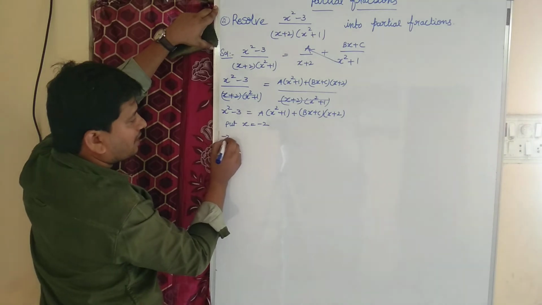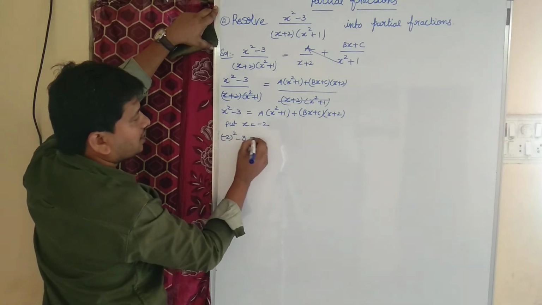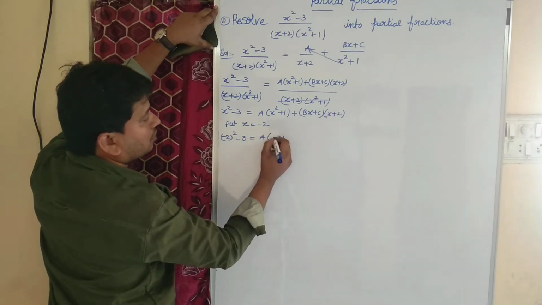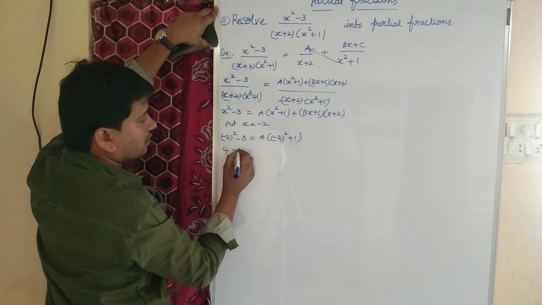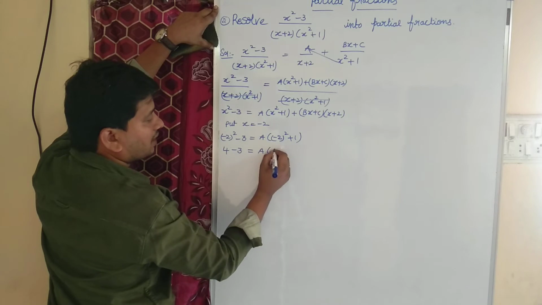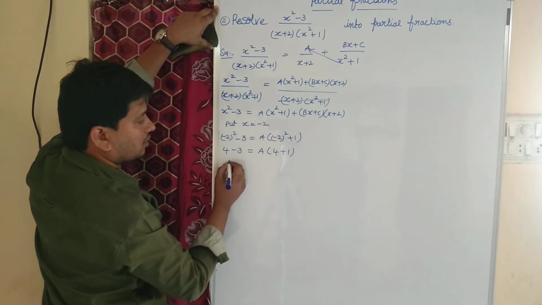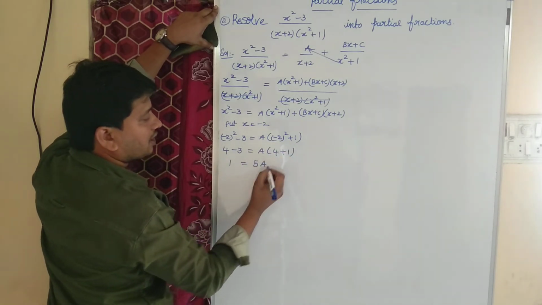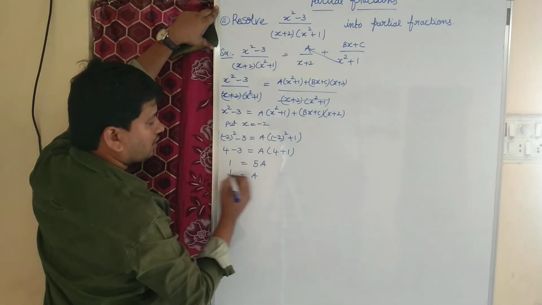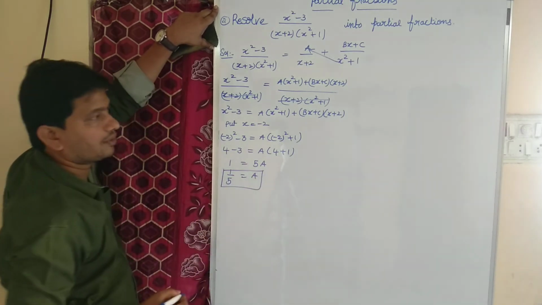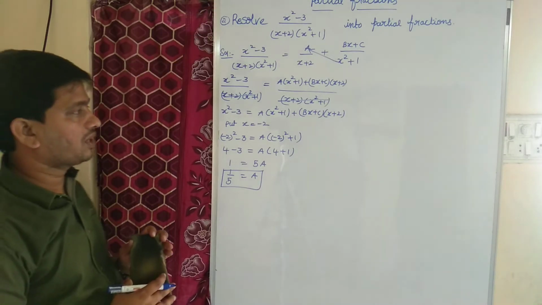So minus 2 whole square minus 3 equal to a into minus 2 whole square plus 1. Minus 2 whole square is 4, minus 3 equal to a into minus 2 whole square 4 plus 1. 1 equal to a into 4 plus 1, 5. 5 into a, 5a. So 1 by 5 equal to a. So what is the value of a? The value of a is 1 by 5.